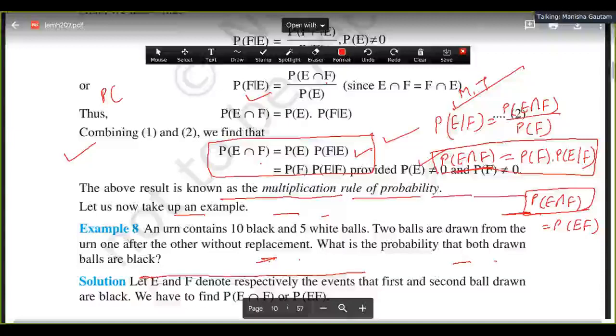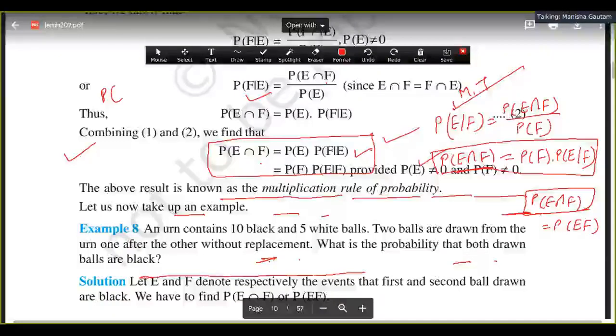An urn contains 10 black and 5 white balls. 2 balls are drawn from the urn, one after the other without replacement. What is the probability that both drawn balls are black? You are just picking the ball and you are not replacing that ball. Without replacing the ball, you are picking another ball. Now here you have to give the probability that both balls drawn are black.